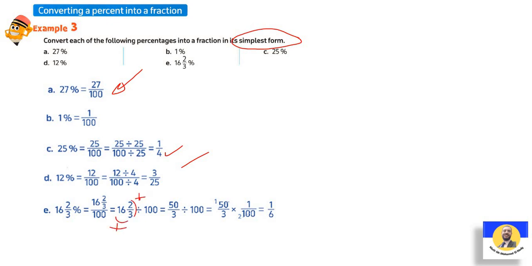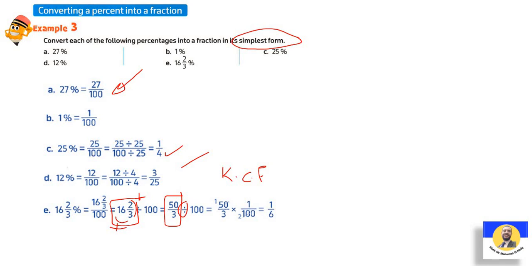Okay, perfect. So 16 by 3 equals 48, plus 2 it's 50. So this mixed number changed into a fraction is 50 over 3 divided by 100. Don't forget that we can change the divide into multiply, and the 100 will be 1 over 100.